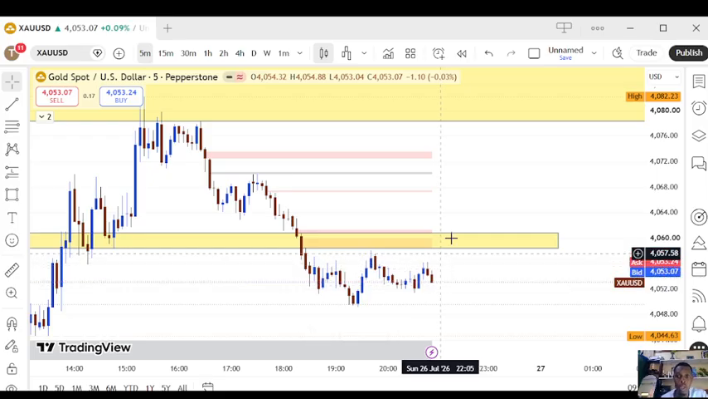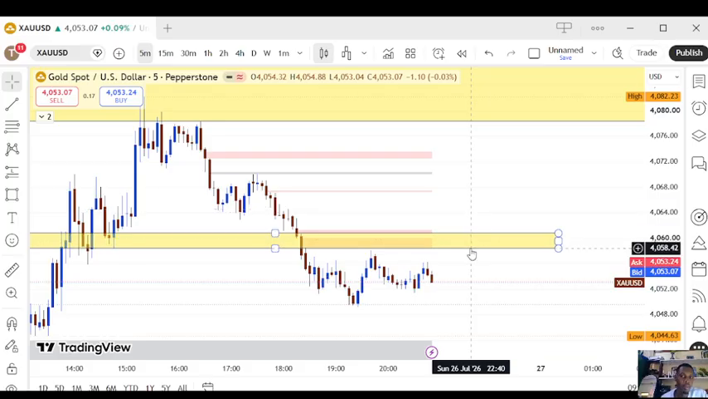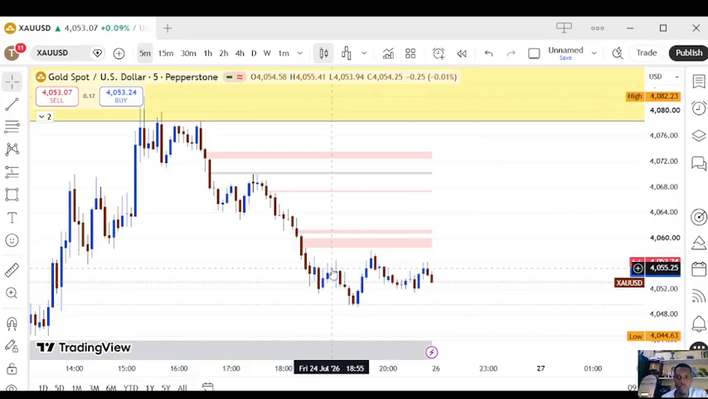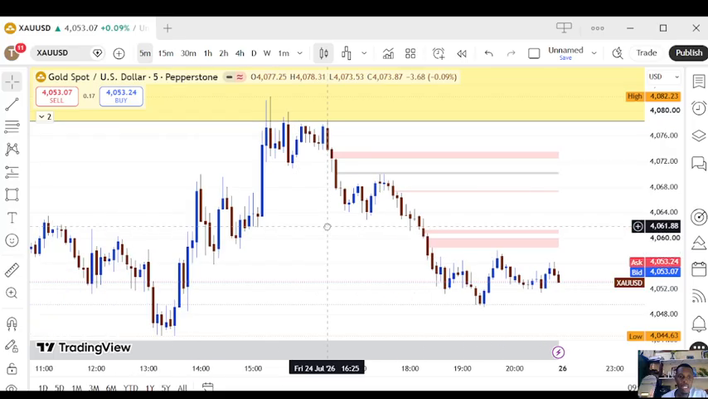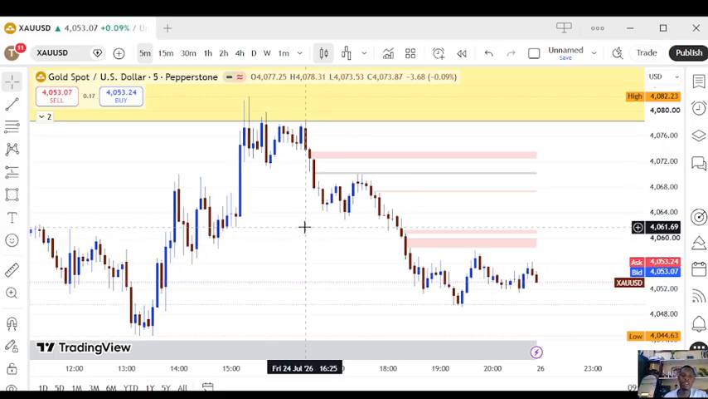If it manages to pass through and goes all the way up, then maybe that's when we should be looking for those, guys.